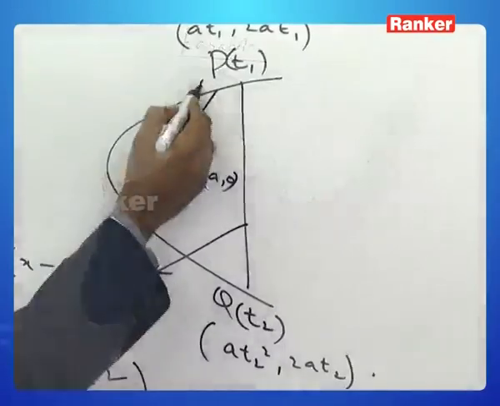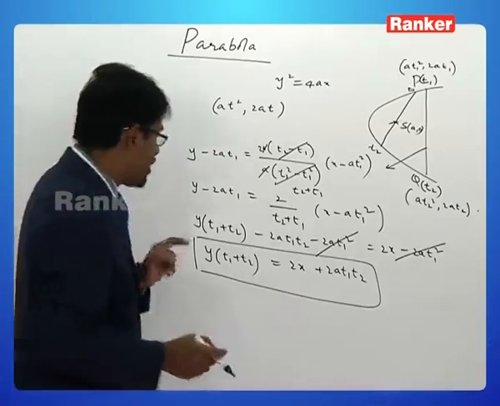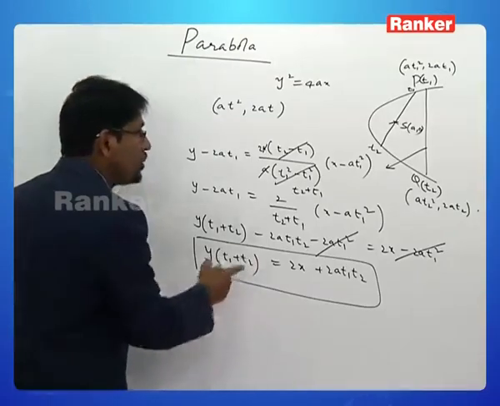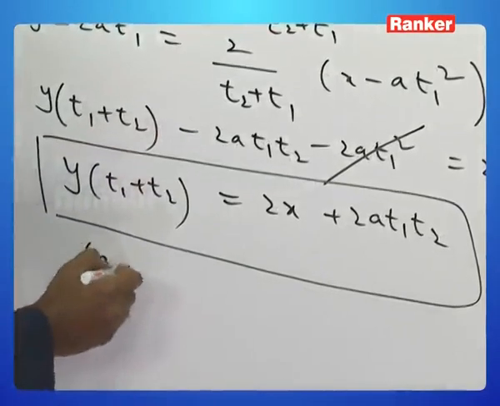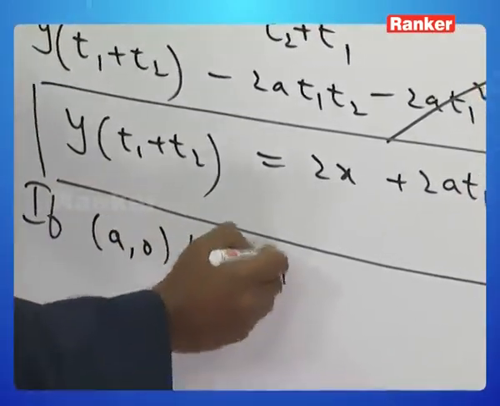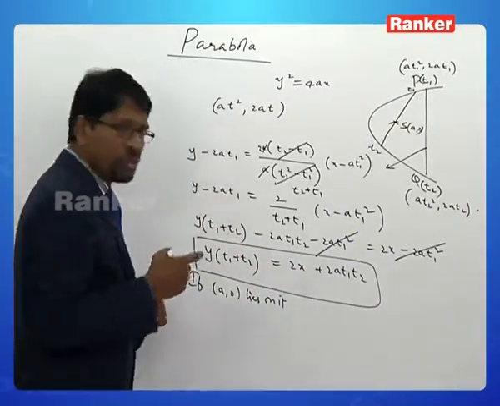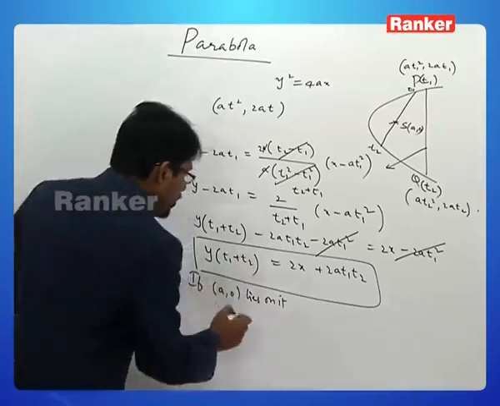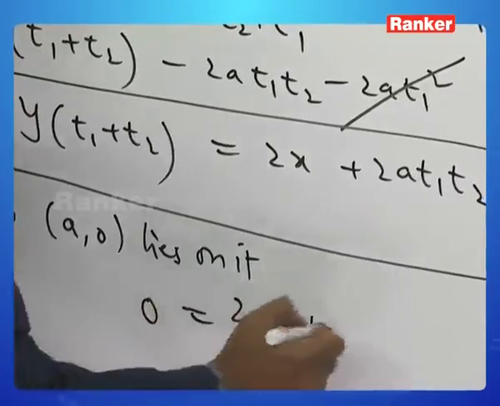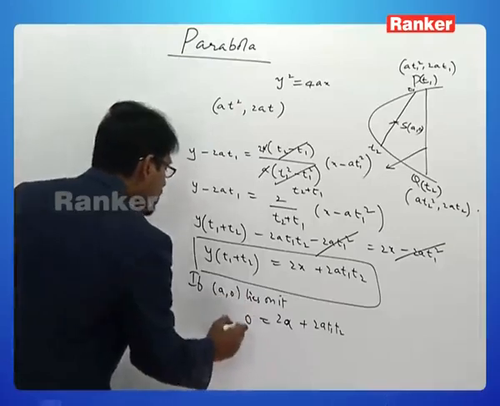So suppose this is t1 and this is t2. What is the relation we can arrive at between t1 and t2? Let's have a look at it. If a comma 0 lies on it, that is, if the chord joining t1 and t2 is passing through the focus a comma 0, then you will have 0 is equal to a plus 2a plus 2a t1 t2. So that gives us t1 t2 to be equal to minus 1.